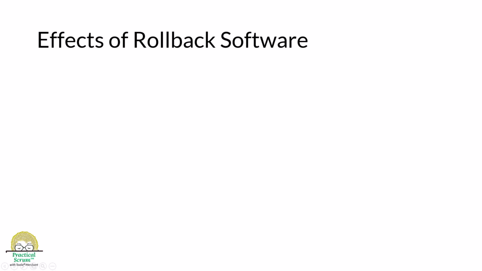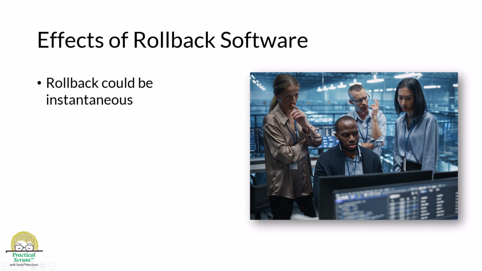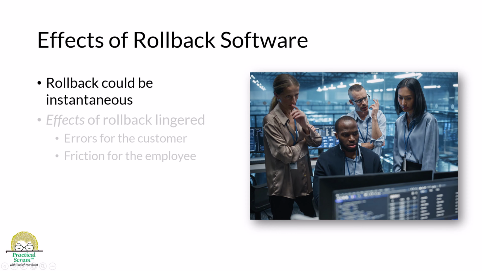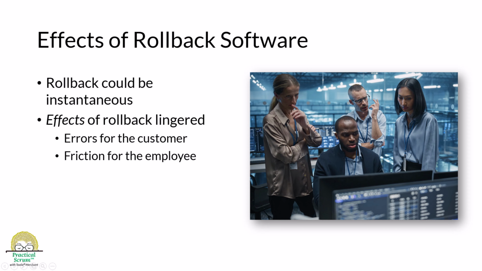However, far from being problem prevention, the use of this software tended to be thought of as a quick way to reverse mistakes rather than part of a thoughtful rollout of new software. While the rollback of a feature that failed could be instantaneous, the resulting effects of that rollback were not. Software that changed functionality, then changed back, became a source of confusion for the employee. That failed functionality usually resulted in errors for the customer and friction with embarrassment for the employee.